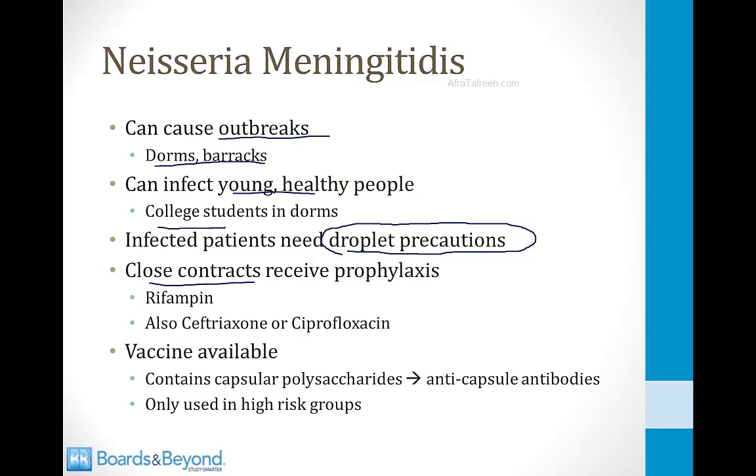And close contacts, like someone's roommate at college, need to take prophylaxis. So the classic prophylaxis drug is rifampin, but rifampin changes the color of your tears, and it can change your contact lens color, and a lot of people don't like to take it. So many people just take ciprofloxacin, which is more readily available. And there is a vaccine for Neisseria meningitidis. It contains the capsular polysaccharides, which yield antibodies from the body, and it's used in high-risk groups.